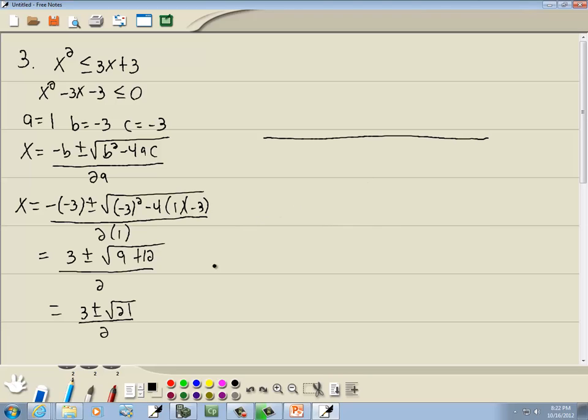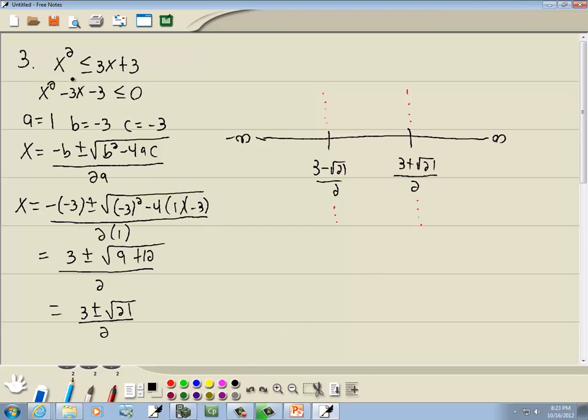Now, I don't know very much about what this number really means, but I know the minus is less than the plus. So over here, I'm going to have 3 minus square root of 21 over 2. And over here, I'll have 3 plus square root of 21 over 2. And here's negative infinity, and here's positive infinity. Again, this splits it up into intervals.